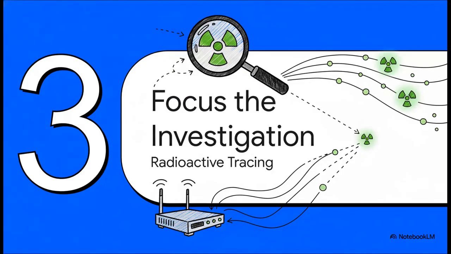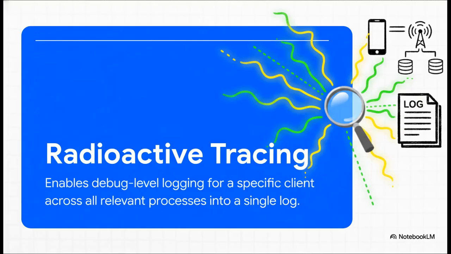Okay, but what if the problem is happening right now? What if you need to see live, debug-level info for just one device without totally flooding your logs with junk? Well, let's zoom in with a much more targeted tool. This is what we call radioactive tracing. I want you to think of it like injecting a special dye into the network that only sticks to one device. It lights up every single interaction that client has across every process in the controller and streams all of that super deep debug-level information into one single log file that you can watch live.